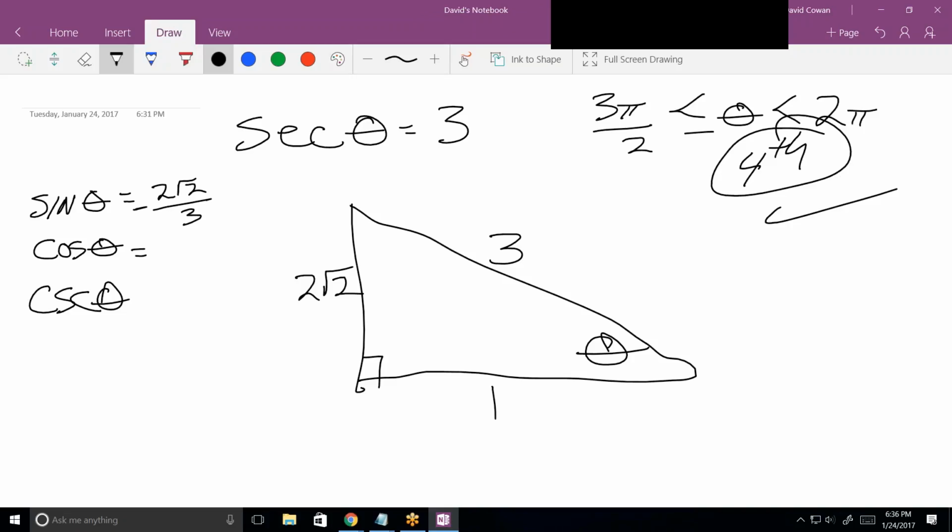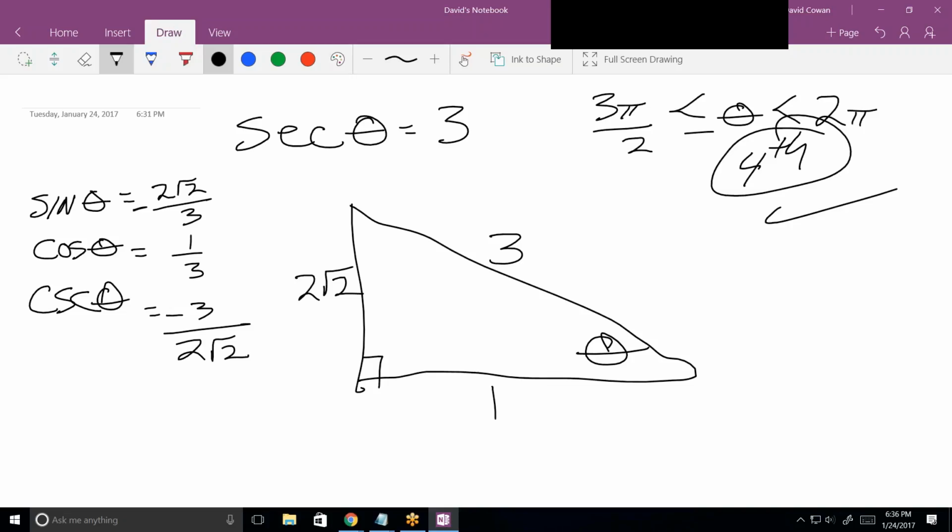Negative. Okay. And now what's the cosine of theta? Based on this big triangle we're looking at. Positive 1/3. Okay. And what's the cosecant of theta? Negative 3 over 2 root 2. Good. Now can you kind of understand why that teacher makes a lot of sense?